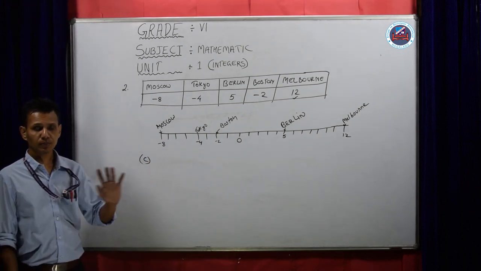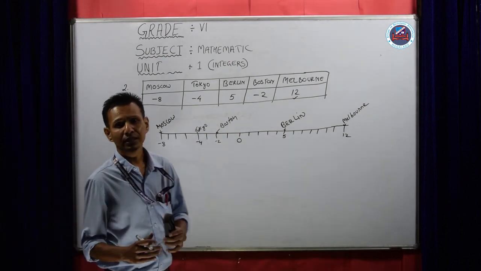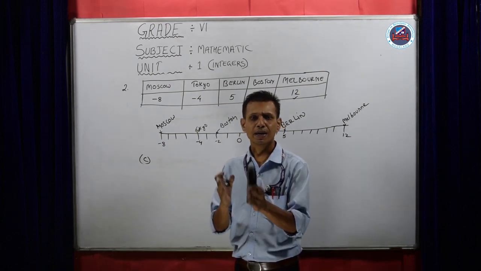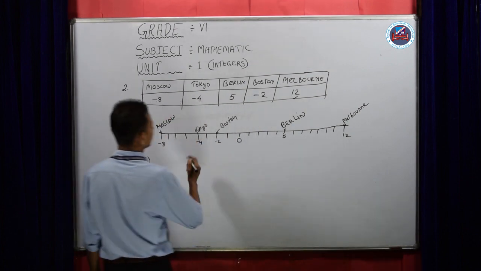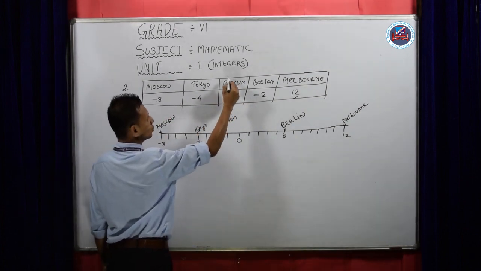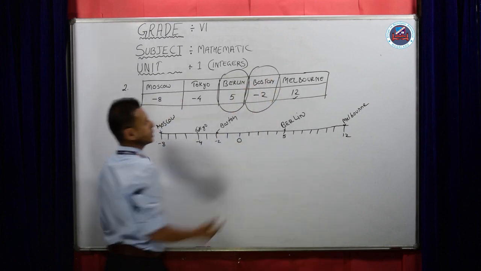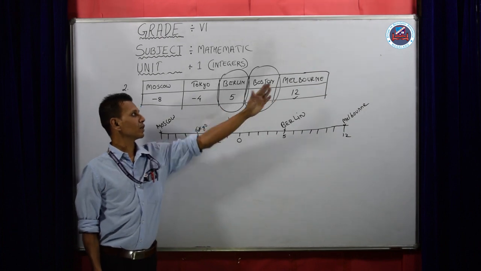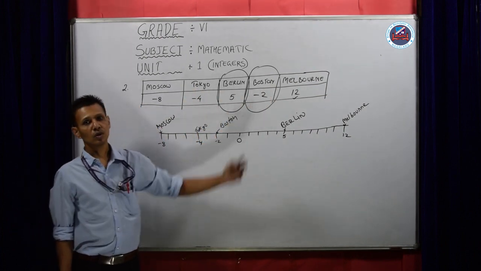What is the... please check in your textbook. Question C says, what is the difference in temperature between Berlin and Boston? Just have a look. They are talking about two things, Berlin and Boston. Now you have to observe only these two things. Just avoid the rest, because your question is talking about only Berlin and Boston.